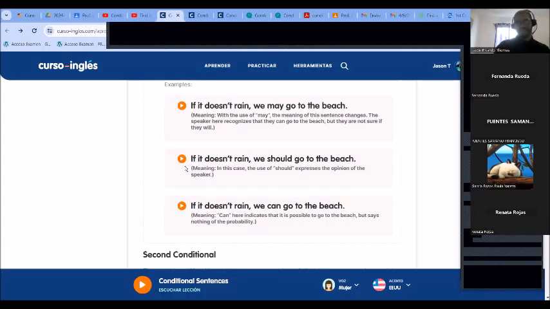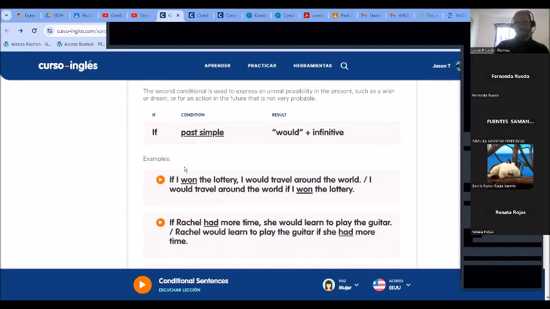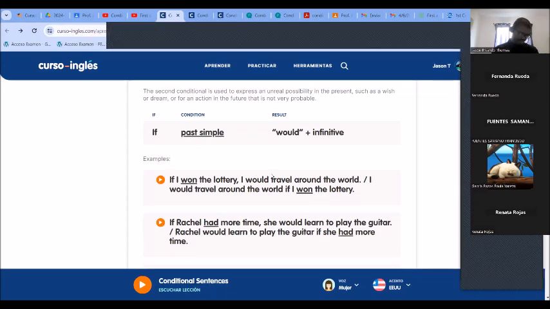Frank, help us with conditional 2, second conditional. The second conditional is used to express an unreal possibility in the present, such as a wish or dream, or for action in the future that is not very probable.